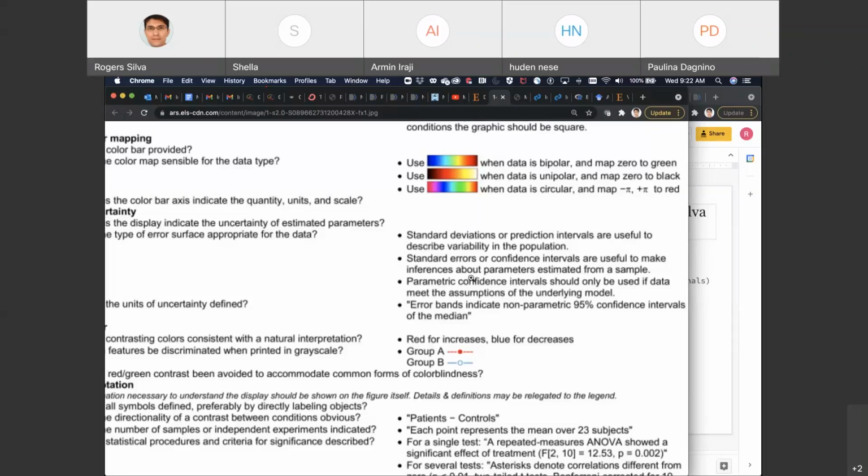And another situation to consider: parametric confidence intervals should only be used if the data meet the assumptions of the underlying model. And this is making a point that many times, with small samples, and even with larger samples these days, the distributions are not necessarily Gaussian, which is the underlying assumption of many tests. So non-parametric tests would be preferred in that case.